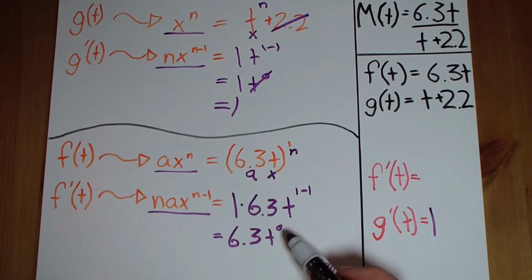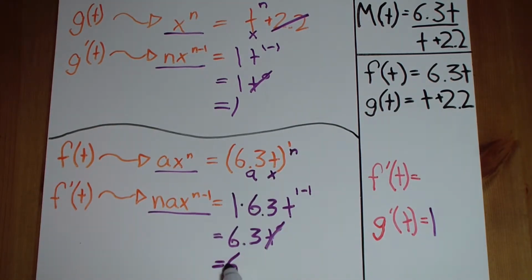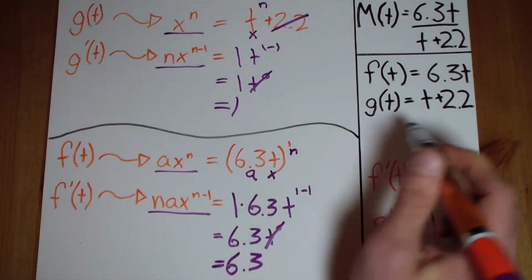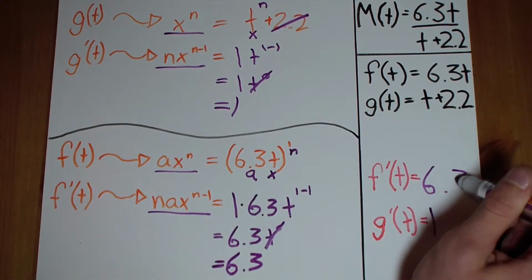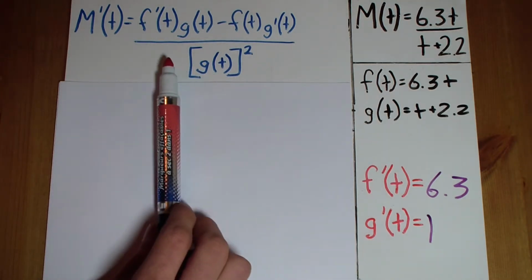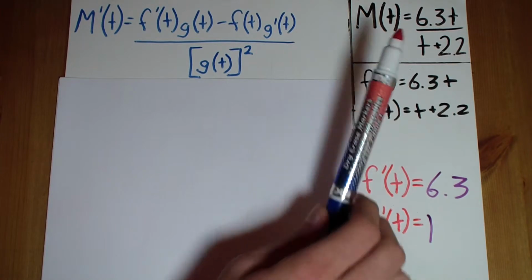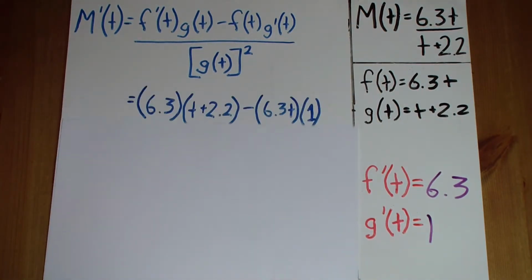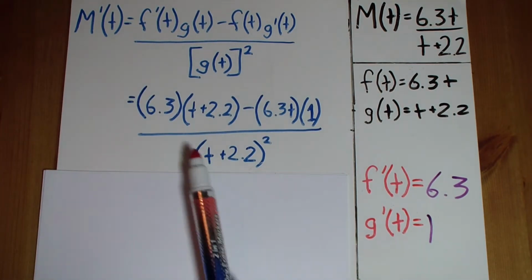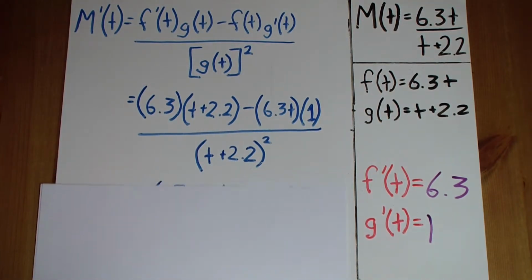Again, t to the power of 0 does not exist, leaving the remainder of 6.3. Now that we have solved all 4 values needed for our equation, we can sub them back into our equation and find the first derivative of our function. Now use FOIL and expand and simplify.